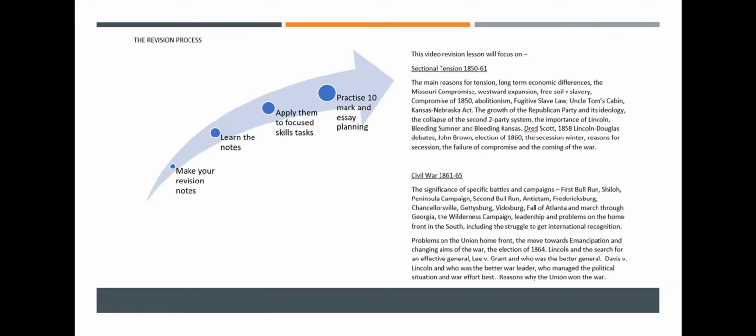So it is not essential that you do all of this lesson in one. There is no way that you'll be able to sit down and do all of those 4 steps. This video lesson and the other revision lesson on 1803 to 90 are designed to introduce you to the different steps, and you can take those steps at different times. What we're going to start with, what we're going to focus on, is the actual knowledge, and so there is a short overview film for the sectional tension 1850 to 61 module.